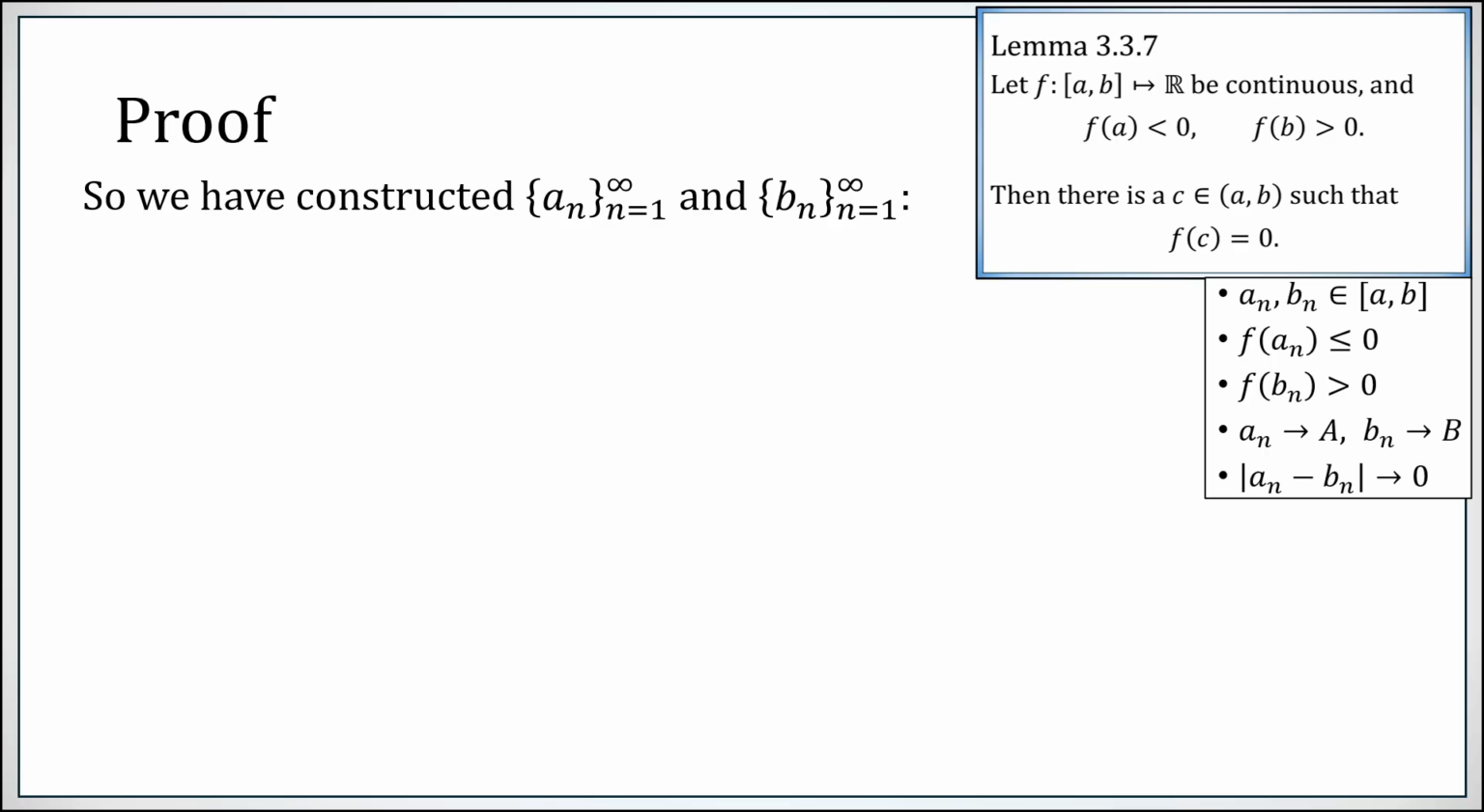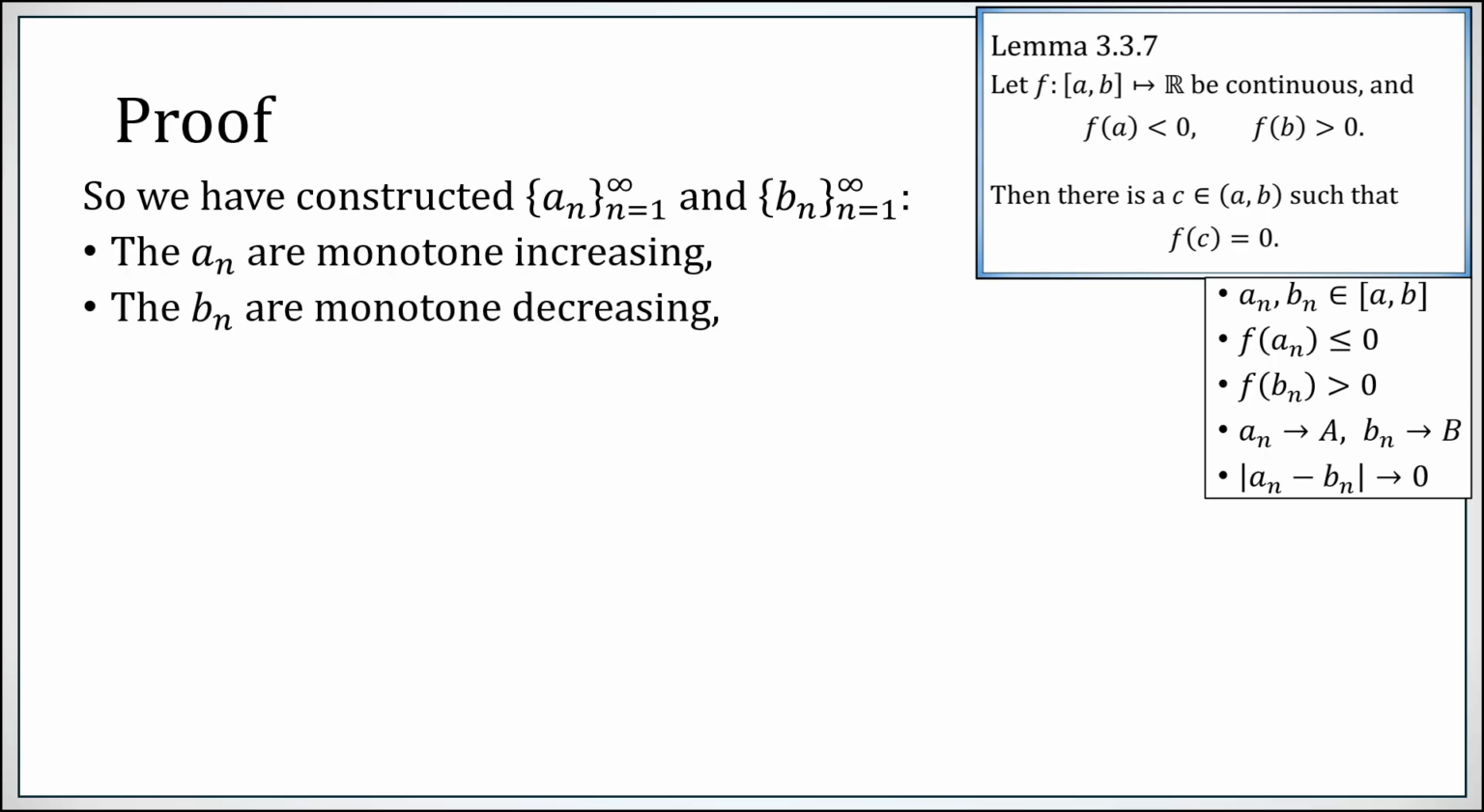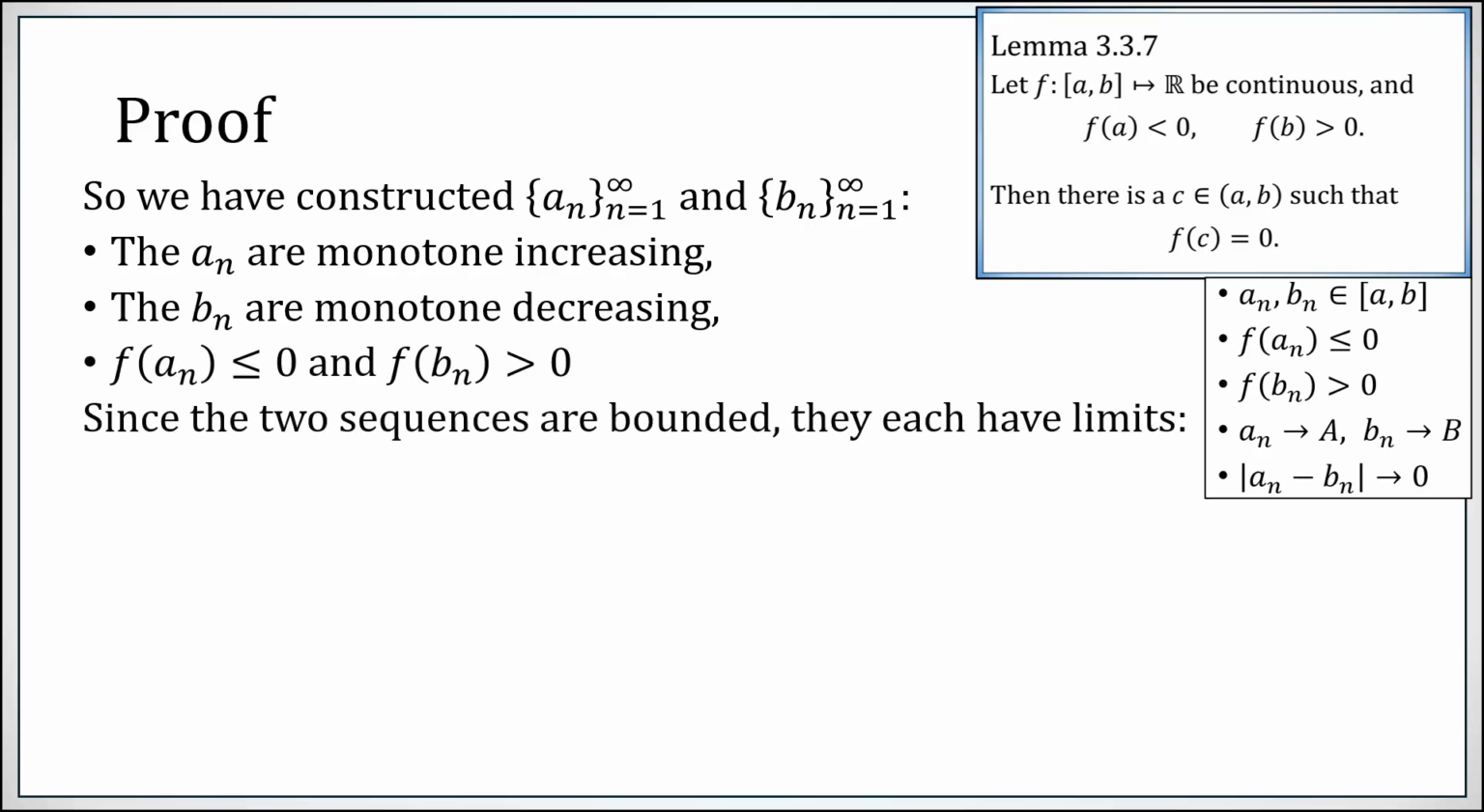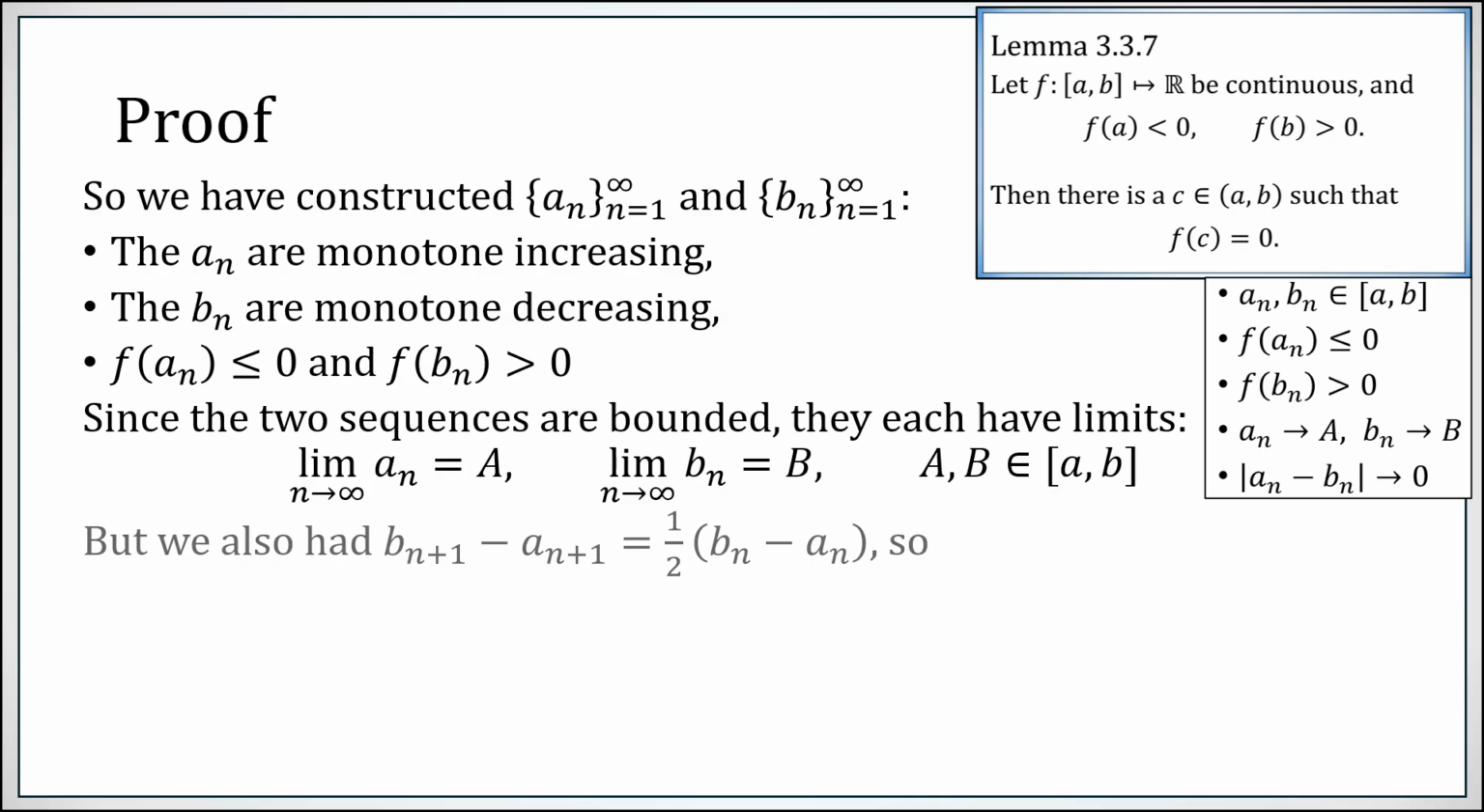So what do we have? We have a sequence a_n and b_n, where the a_n's are monotone increasing, the b_n's are monotone decreasing. Also, f of a_n is never positive, but f of b_n is always positive. The two sequences are bounded, they bound each other, and they're monotone, so they have limits. So the a_n's are converging to something, the b_n's are converging to something, and the things they're converging to are in our interval of continuity.